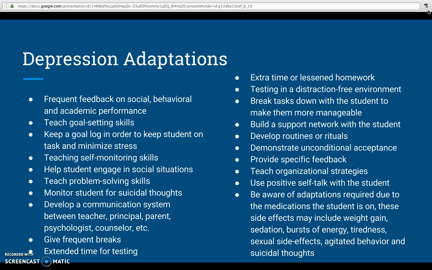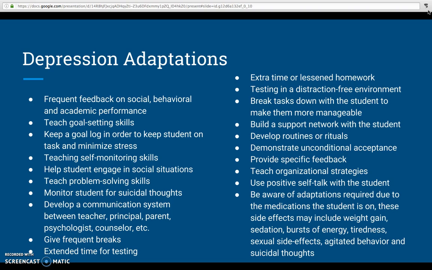You have to teach them problem-solving skills. You have to make sure that you monitor students. You want to notice if there's any type of changes in them, like if they tend to wear longer sleeves, so you can see if maybe they're possibly self-harming, stuff like that. You want to give them frequent breaks, but at the same time you want to make sure that you can monitor these breaks. That way it's not them going off to do self-harm or something like that.